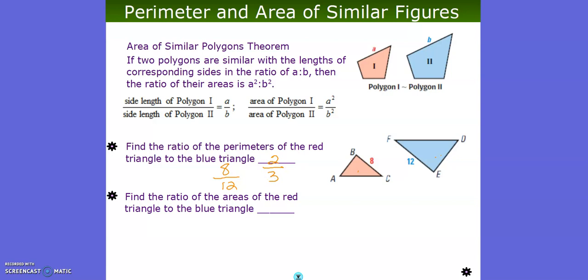That's the perimeter. So when we take a look at the area, it says find the ratio of the areas of the red triangle to the blue triangle. Well, if we already know our side lengths are in a ratio of 2 to 3, then we can go ahead and say our areas are in a ratio of 2 squared to 3 squared. Therefore, the ratio of the areas from our red to our blue triangle will be 4 to 9.